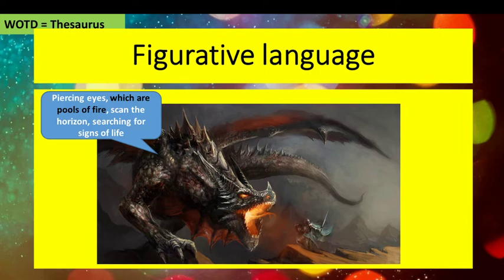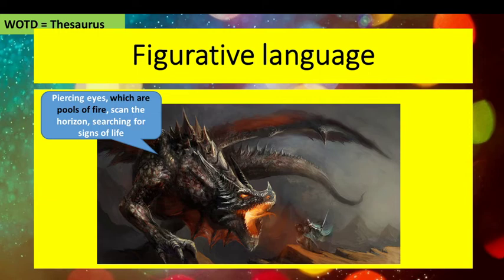So, piercing eyes, which are pools of fire, scan the horizon, searching for signs of life. So I have highlighted which are pools of fire, and some of you might have figured out already why I have highlighted that. Firstly, it's because it's a relative clause, and I'm adding more information about my noun. I'm adding more information about those eyes. I'm starting it between my commas with the word which. If it was a person, I'd start with who. So which are pools of fire.